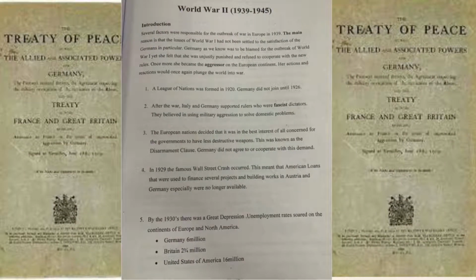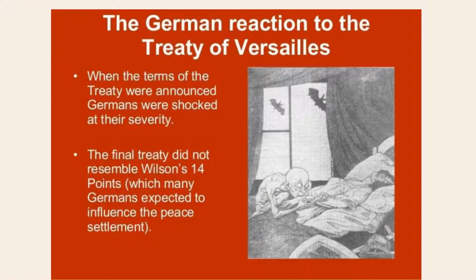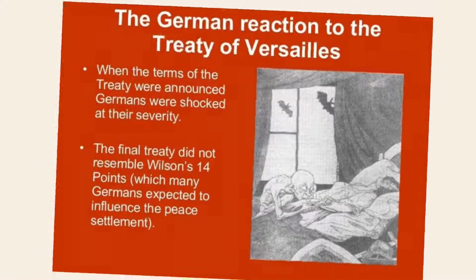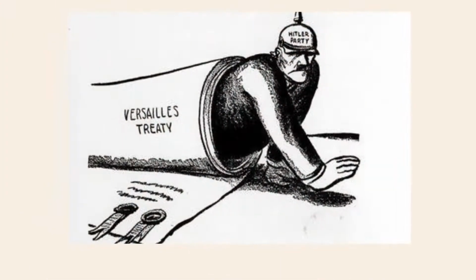Several factors were responsible for the outbreak of the war in Europe in 1939. The main reason is that the issues of World War I had not been settled to the satisfaction of the Germans in particular. Germany, as we know, was to be blamed for the outbreak of World War I, yet she felt that she was unjustly punished and refused to cooperate with the new rules. Once more, she became the aggressor on the European continent. Her actions and reactions would once again plunge the world into war.